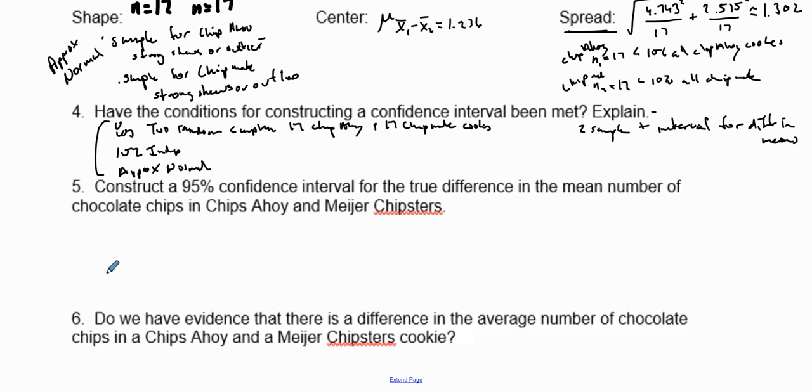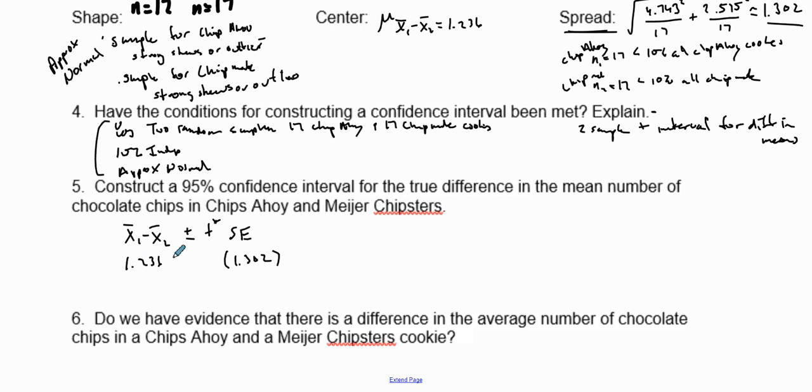So we're going to do that. To do that, we're going to have to figure out, okay, what is our statistic? So we're going to take x1 minus x2, and we found that value right there, which is 1.236. We're going to add and subtract our critical value, t. We're going to then take our standard error, which we calculated to be right there. So I'll take 1.302 and put that there.